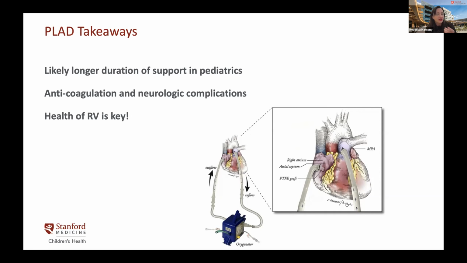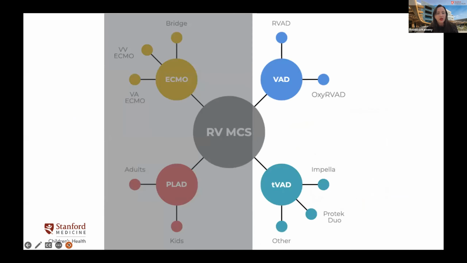And again, talking with Dr. Ecstati about his experience, he saw sort of insidious right ventricular failure in many of these patients and had to convert them to better strategies. So I'm not sure that this is quite ready for prime time in all of our patients, but maybe in select adolescents where we know they may have a short duration of support or if we're really confident about their RV.